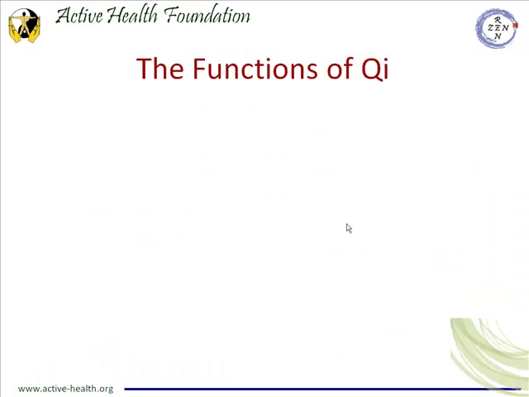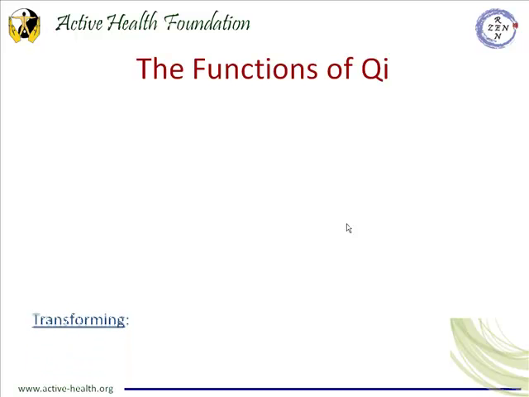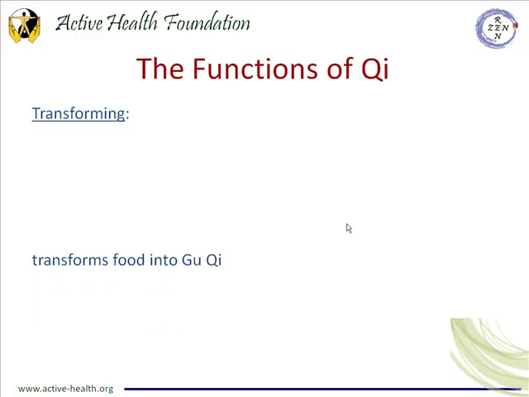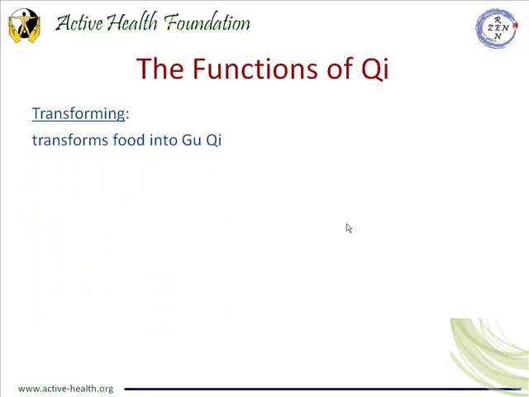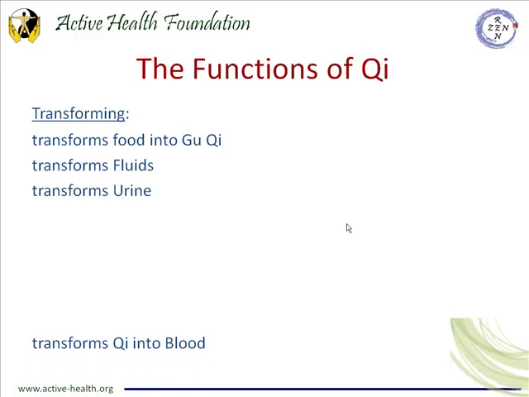Okay, so next let's move on to the functions of Qi. And the primary function of Qi would be transforming and transporting. So let's have a look at transforming. As we looked at in class already, we've seen that Qi transforms food into energy, or into Gu Qi. It also transforms fluids within the body. It transforms fluids into urine. It processes blood, and that's a form of transforming as well. It transforms Qi into blood.